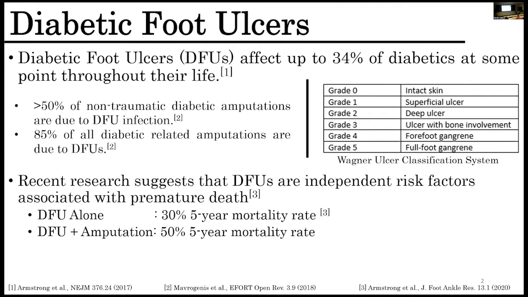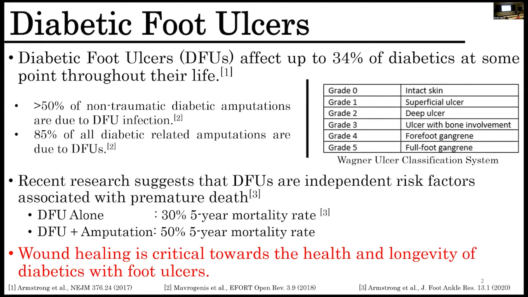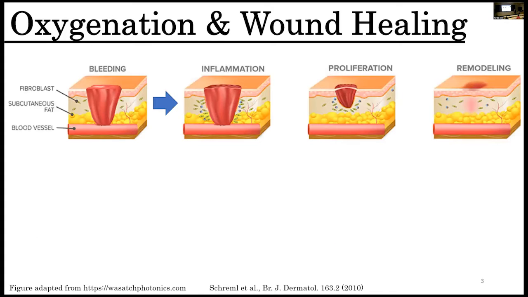What's more, recent research even suggests that DFUs are independent risk factors associated with premature death. DFU patients have a 30% mortality rate over a 5-year period, which bumps up to 50% when any kind of amputation is present. Hence, wound healing is critical towards the health and longevity of diabetics with foot ulcers. Shown right here are the 4 main stages of wound healing. After wound onset, there's inflammation to prevent infection, followed by proliferation of new tissue, and then the remodeling of the new tissue.